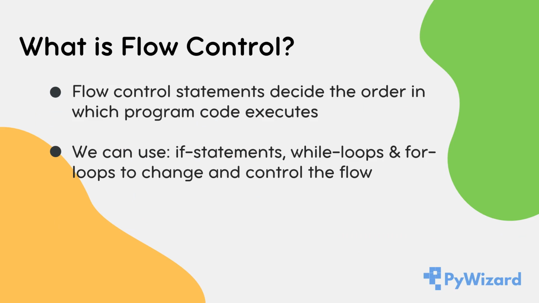Flow control statements basically decide the order in which the program code is going to execute. There are various kinds of flow control statements like if statement, while statements, for loops that can be used to change and control the flow. You just need to basically remember this concept. Once we get to a point where we solve examples, you'd be able to understand this.